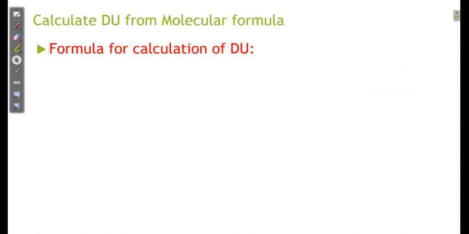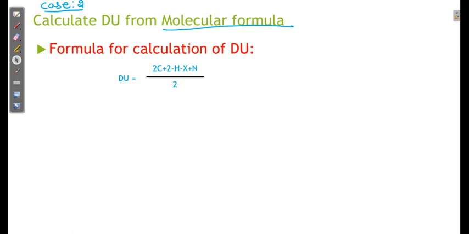Calculate the DU from this molecular formula. This will be our case number 2. This is case number 2. So to calculate the degree of unsaturation from the molecular formula, we require a mathematical formula, and this mathematical formula is nothing but (2C + 2 - H - X + N) divided by 2. This is a very simple formula.